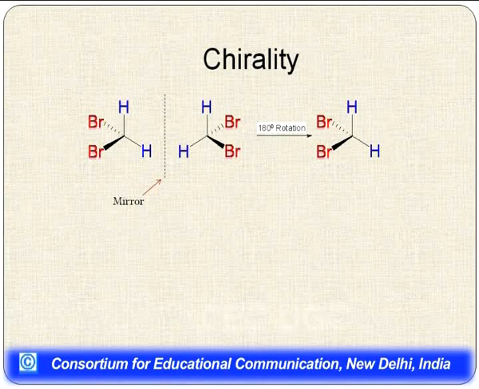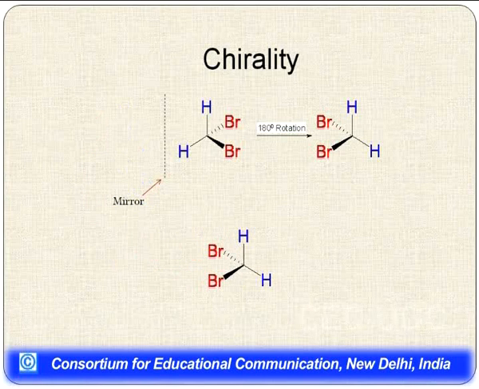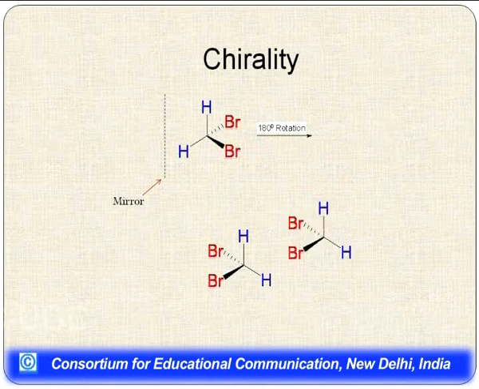So, when I try to superimpose, try to remember the earlier slide, where I talked about Louis Pasteur's experiment, and I told you that for enantiomerism to exist, we need to have non-superimposability of mirror images. But what is happening here? This dibromomethane structure and the other dibromomethane structure, which I formed by rotation, are superimposable.